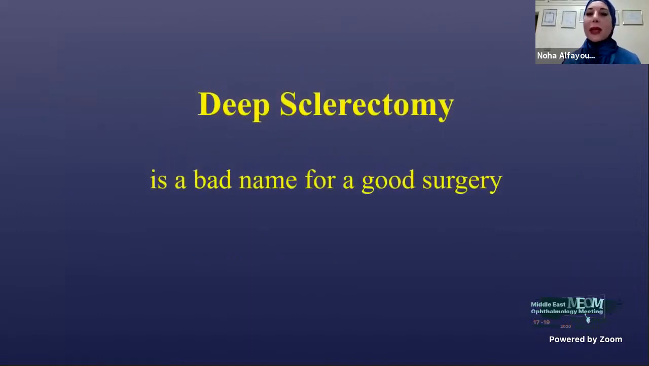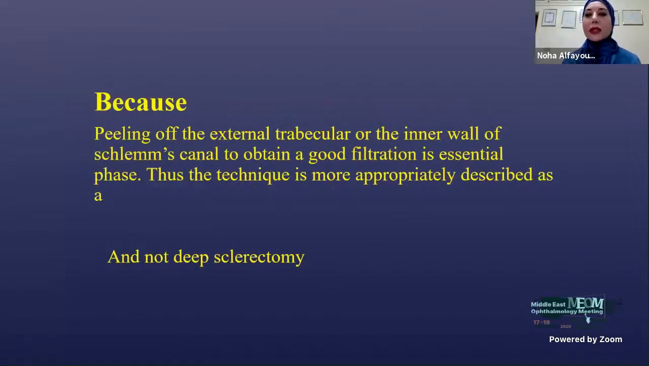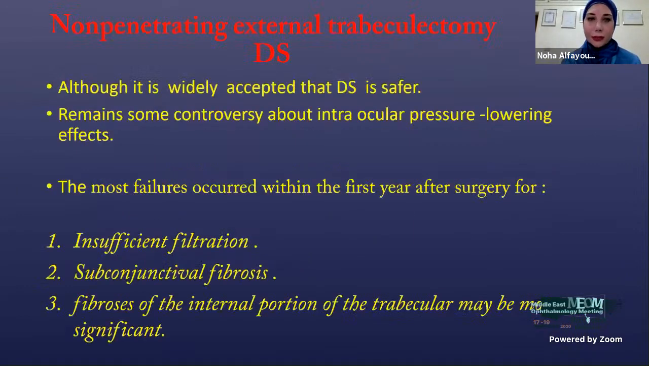Deep sclerectomy is a bad name for a good surgery. Why? Because peeling off the external trabeculum of the inner wall of Schlemm's canal to obtain a good filtration is the essential phase. Thus, the technique is more appropriately described as a non-penetrating external trabeculectomy and not deep sclerectomy.